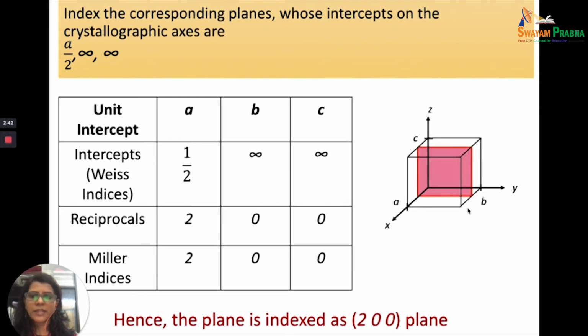Now look at this plane. Now this plane is also cutting only the x-axis. It is parallel to the y-axis and is also parallel to the z-axis. So the intercepts are 1 by 2, infinity, infinity. Again you take a reciprocal. In this case, when you take a reciprocal, you get already clear numbers 2, 0, 0. So Miller indices are 2, 0, 0 for this plane.